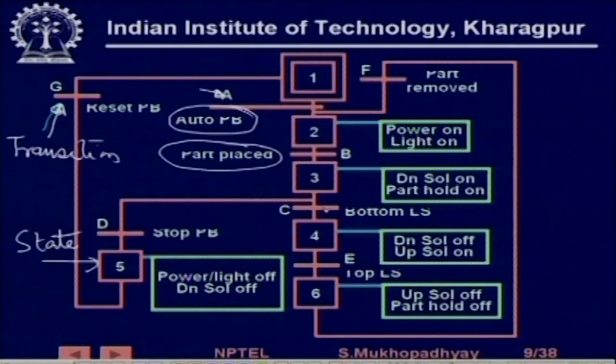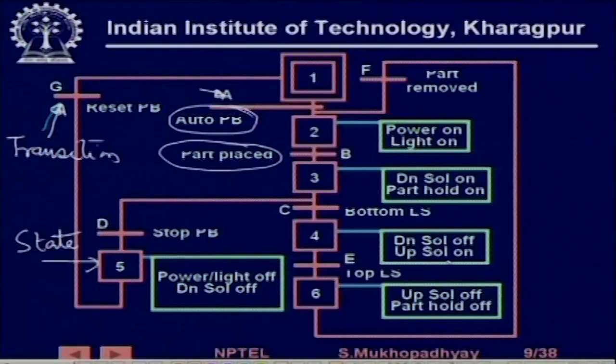Then from here, it could either go this way or go this way, depending on which one of these has come. So, if the stop push button has not been pressed, then eventually the bottom limit switch signal will come, and then it will come to state 4, in which it will activate these outputs. On the other hand, if before the bottom limit switch is pressed the stop push button is pressed, then it will come to this state, where it will simply stop and put the power and light off. So, this is the way, using a graph of nodes and edges, we can describe the behavior of the system unambiguously.